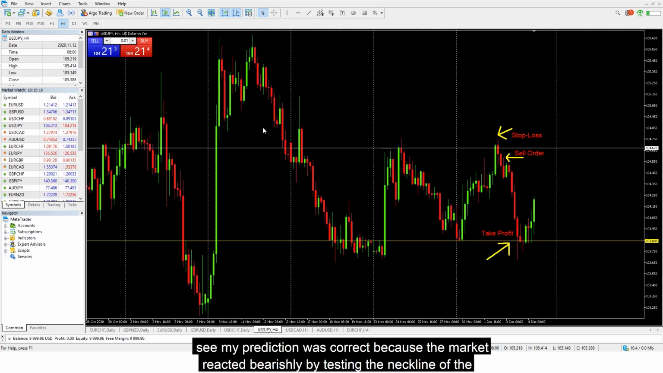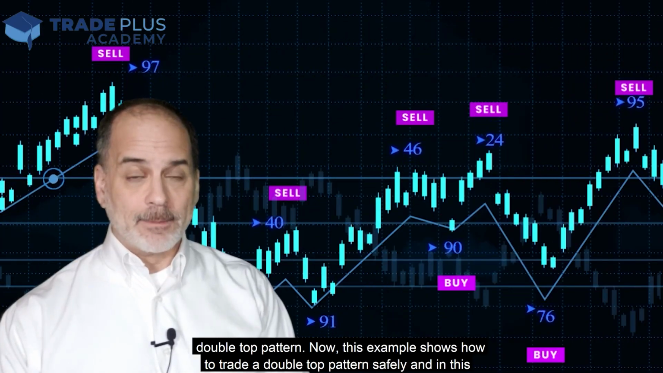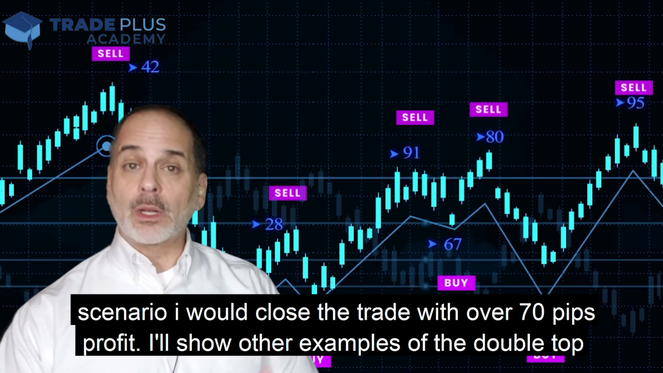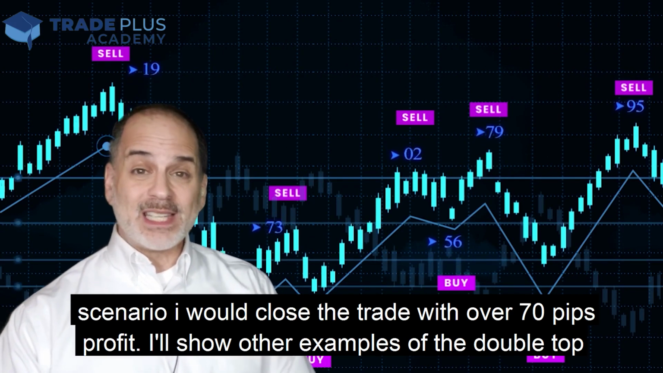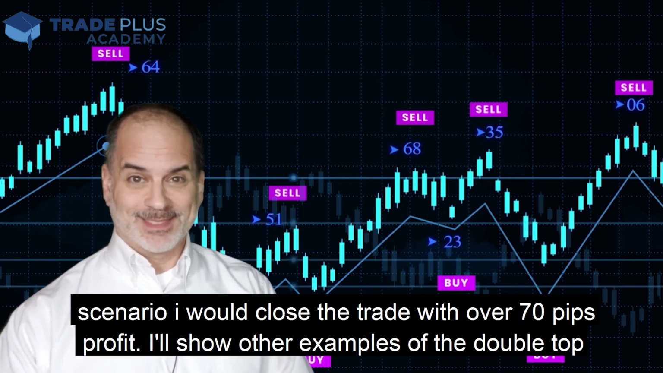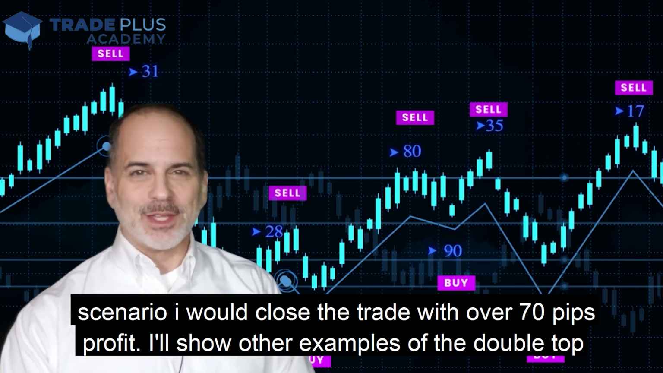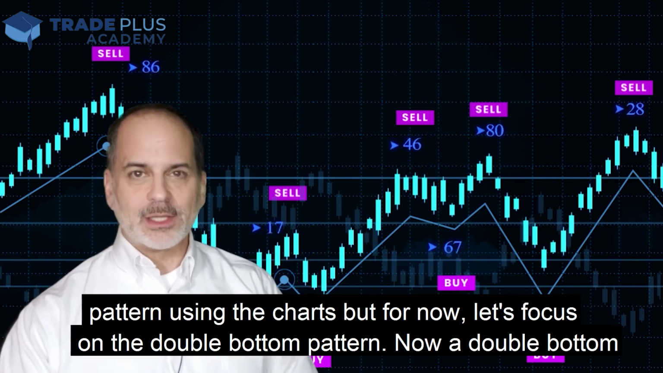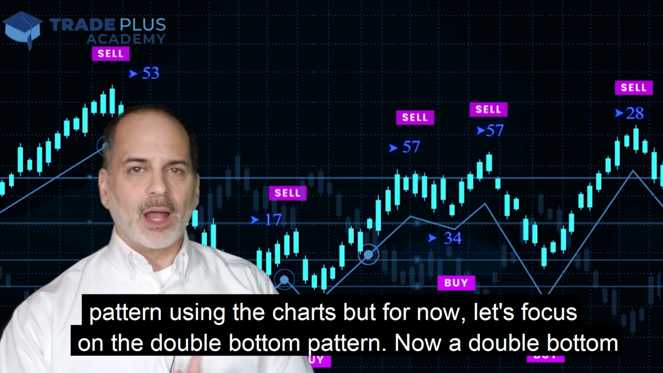As you can see, my prediction was correct because the market reacted bearishly by testing the neckline of the double top pattern. Now, this example shows how to trade a double top pattern safely. And in this scenario, I would close the trade with over 70 pips profit. I'll show other examples of the double top pattern using the charts, but for now, let's focus on the double bottom pattern.